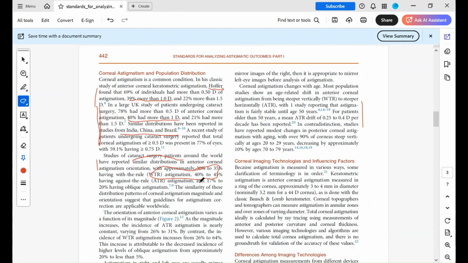Among cataract surgery patients, what has been reported is that 30% to 35% of patients have with-the-rule astigmatism, and 40% to 45% have against-the-rule astigmatism. That's what has actually been reported.